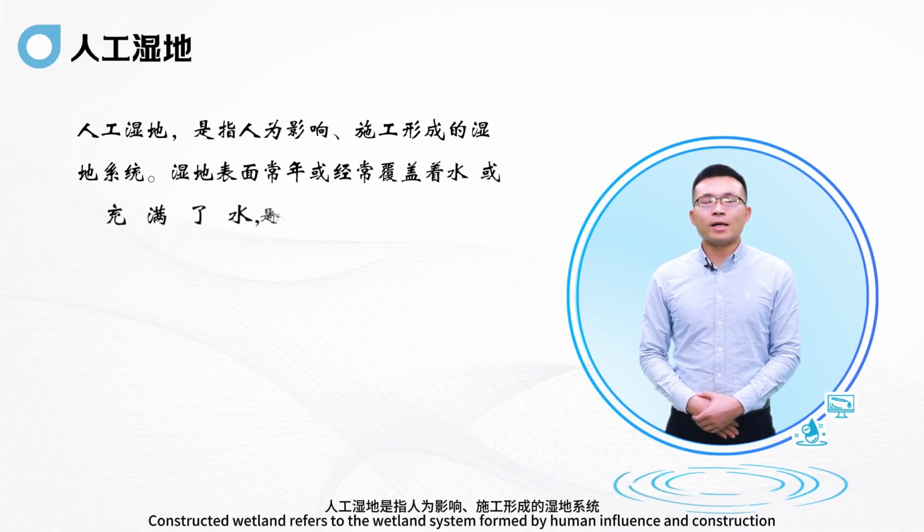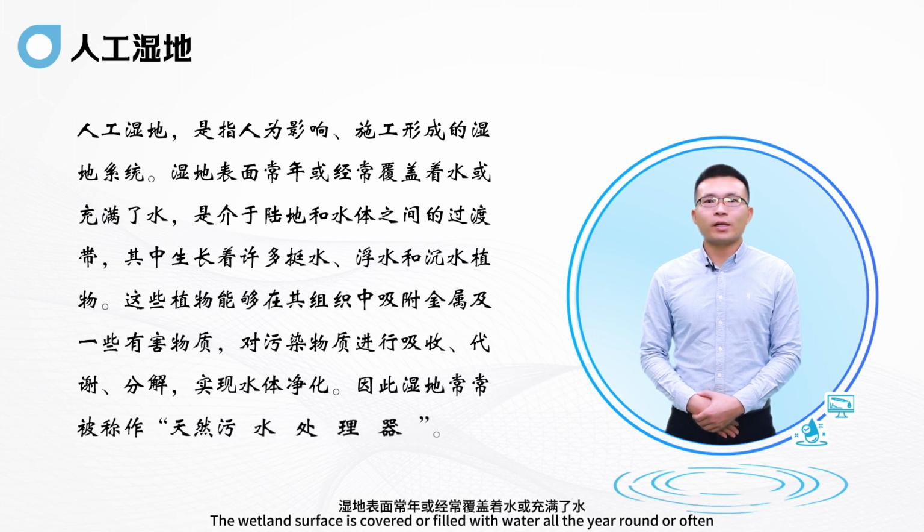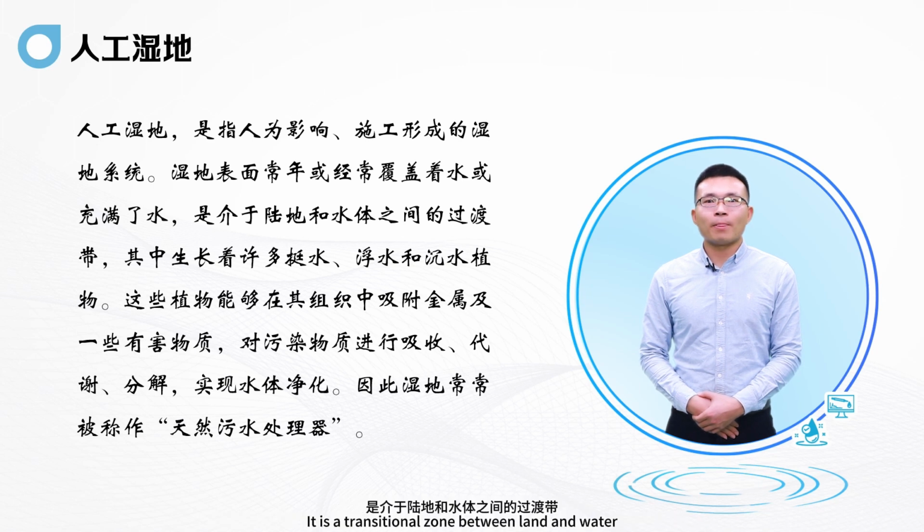Constructed wetland refers to the wetland system formed by human influence and construction. The wetland surface is covered or filled with water all year round or often. It is a transitional zone between land and water. There are many emergent, floating and submerged plants growing in it. These plants can adsorb metals and some harmful substances in their tissues, and absorb, metabolize and decompose pollutants, realizing water purification. Therefore, wetlands are often called natural sewage treatment plants.